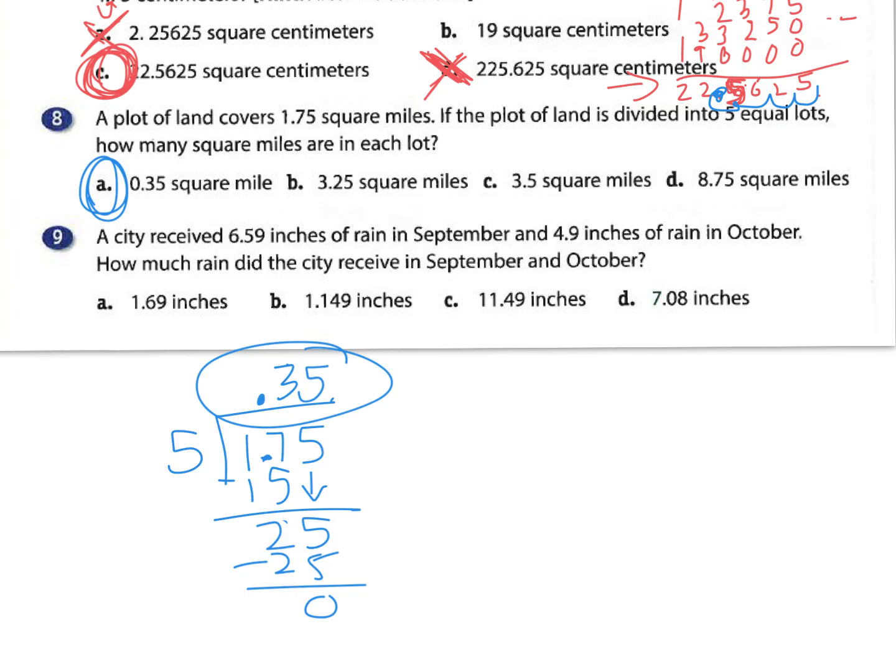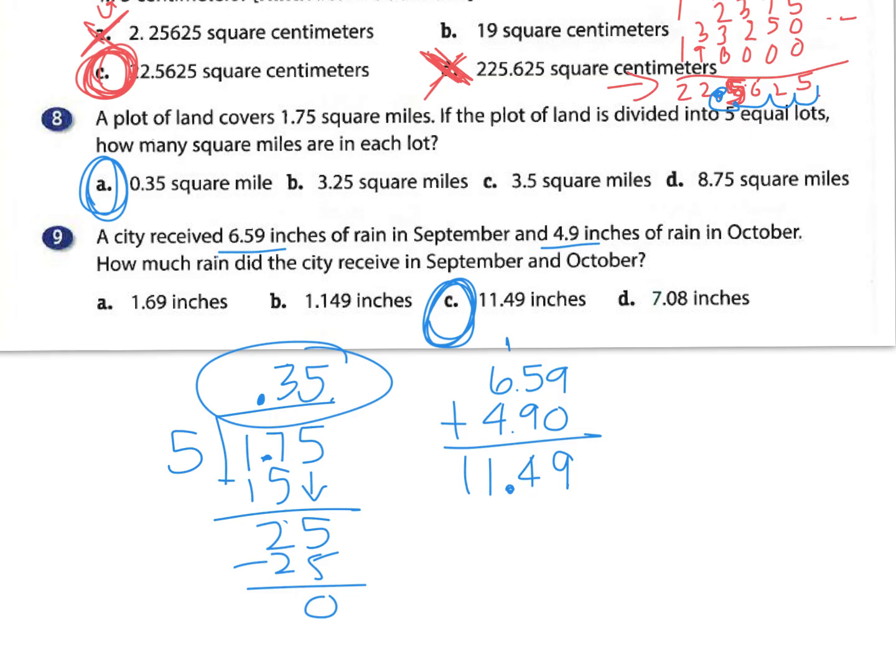Number 9. A city received 6.59 inches of rain in September and 4.9 inches of rain in October. How much rain did the city receive in September and October? So 6.59 and 4.9. We can put that 0 there and then add them up. 9, 5 plus 9 is 14. Bring down the decimal, carry the 1. 1 plus 6 is 7, plus 4 is 11. So they got 11.49 inches.